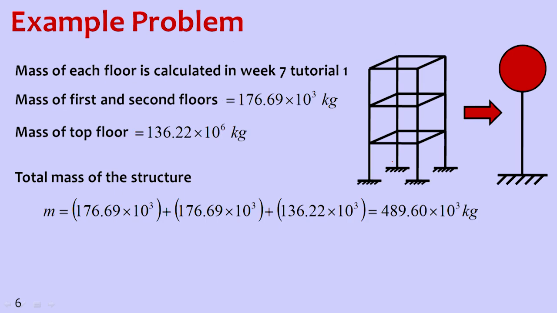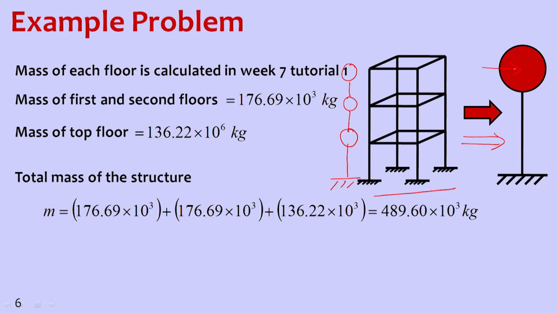So as we have already discussed in week 7 tutorial, mass of each floor is calculated and mass of first and second floors is 176.69 into 10 to the power of 3 kg and mass of the top floor alone is around 136.22 into 10 to the power of 3 kg. So all put together, what we are trying to do is calculating the mass of the total structure. Even though it is a 3-story structure, which can be lumped as a multi-degree of freedom system, we are not concerned with a multi-degree of freedom system, we are converting it to a single degree of freedom system. So all the mass is lumped at the top floor only.